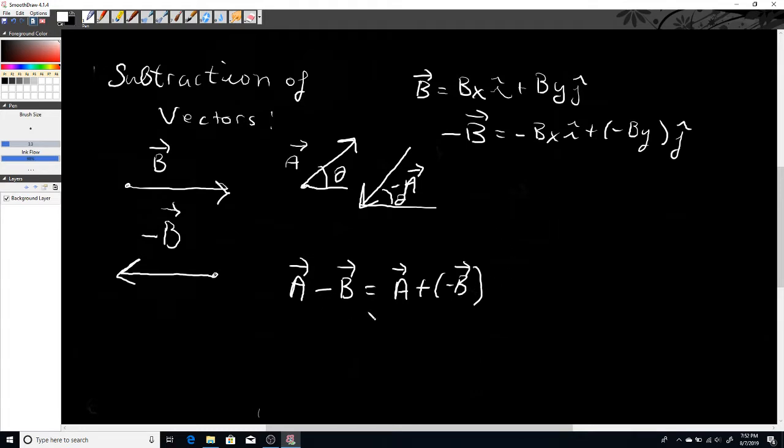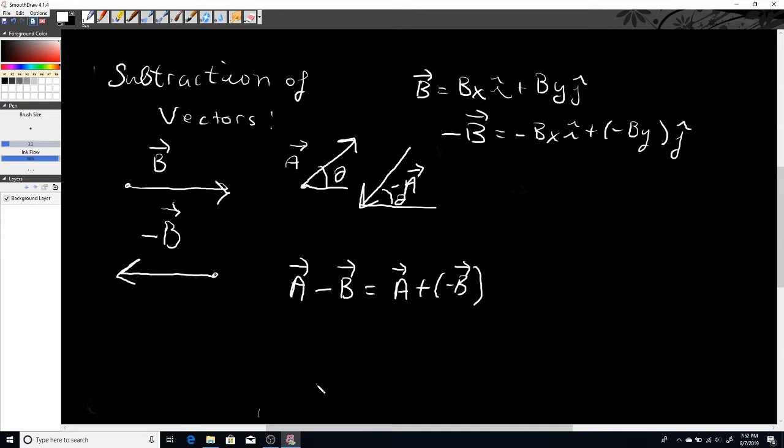But in this case, you would do exactly what I did in the other video, except first you would change the vector that's being negated into this negative version. And then you would just find your new vector the same way. And that's basically the subtraction of vectors.